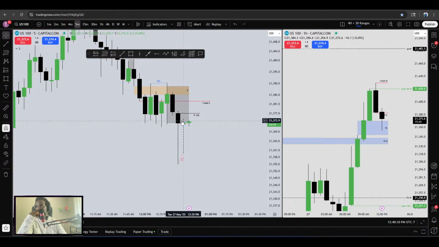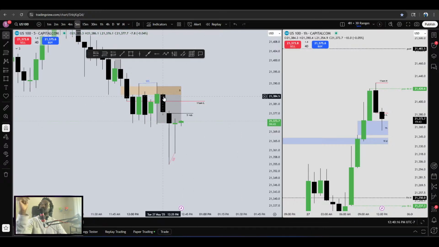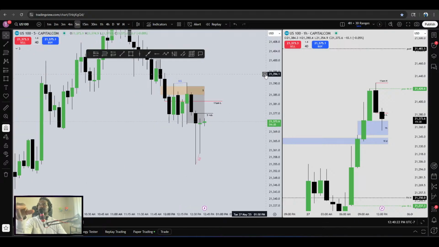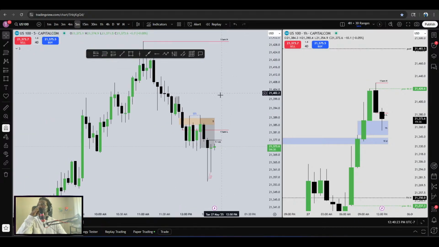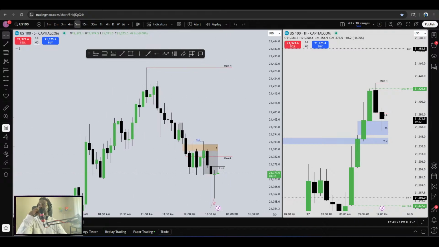I like this rejection to the upside, and then I'd have to wait for a closure above this gray whatever, which would be nice because we'll also be above the series of these down candles here. So that would be a nice change in the state of delivery, because up candles have been holding, at least in this leg, the up candles have been holding price to the downside.